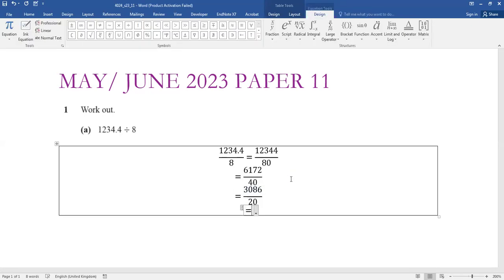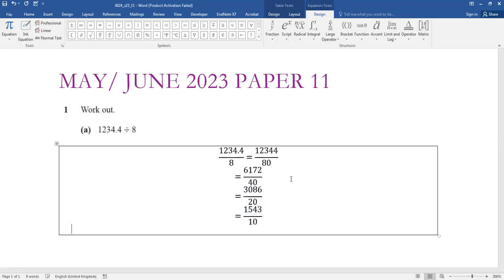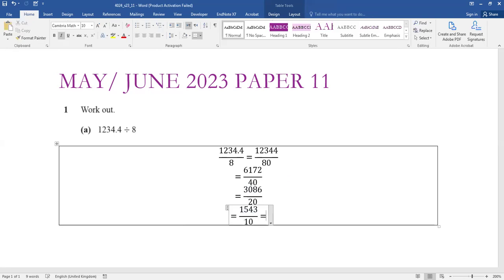Again, I can divide it by 2. So 2 1s are 2, 2 5s are 10, 2 4s are 8, and dividing by 10 is very easy. This will become 154.3. Okay, moving on.